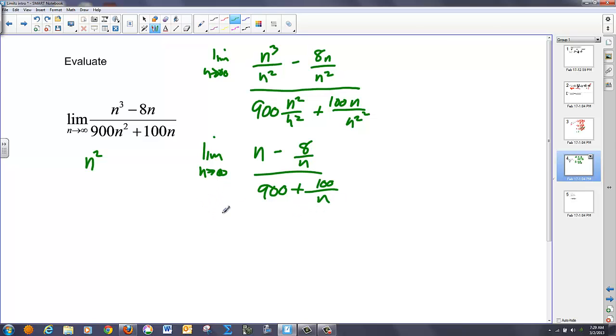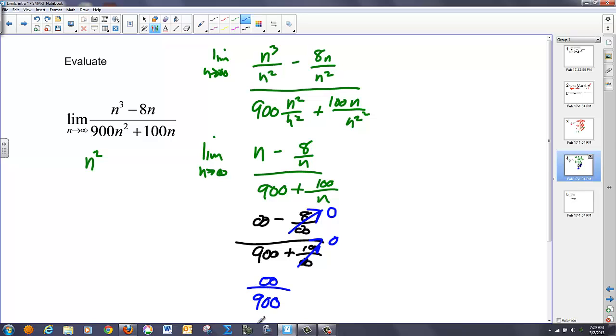So in this case, you'll notice as we let n go to infinity, we'll have infinity minus 8 over infinity over 900 plus 100 over infinity. Anything over a very big number pretty much goes to 0, so these two will go to 0. The problem we have now is we have a very large number over 900. This is really undefined, so we say this has no limit.